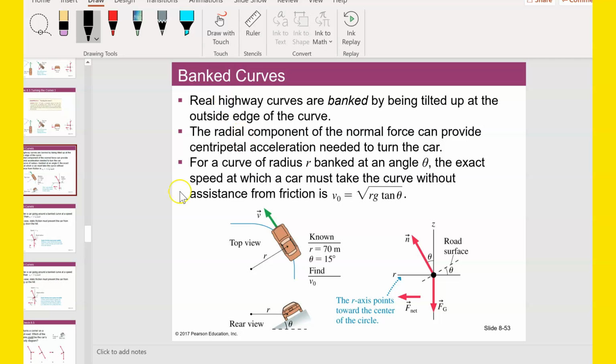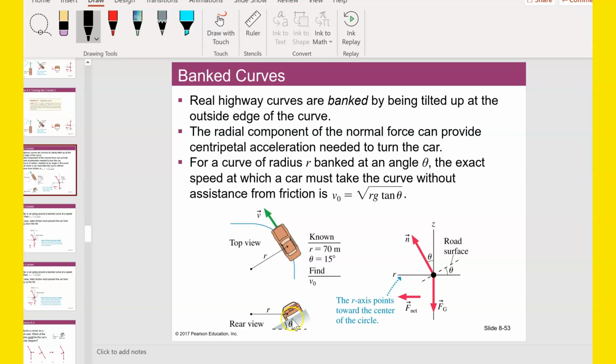All right, banked curves. It says real highway curves are banked by being tilted up at the outside edge of the curve. The radial component of the normal force can provide the centripetal acceleration needed to turn the car. For a curve of radius r banked at an angle theta, the exact speed at which a car must take the curve without assistance from friction is given by this little formula right here, which you could memorize, but I don't memorize that. I usually just figure it out with the problem. So when we get to the example, I'll hopefully be able to show you what I do.